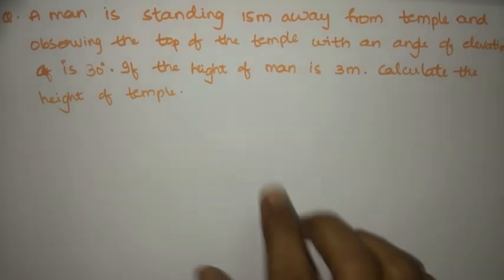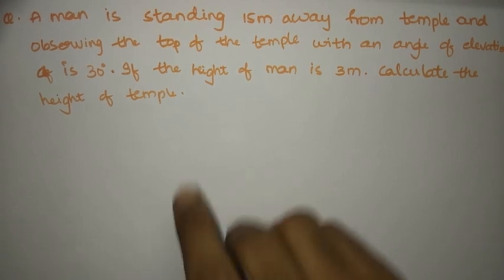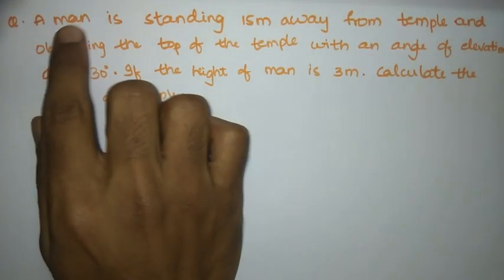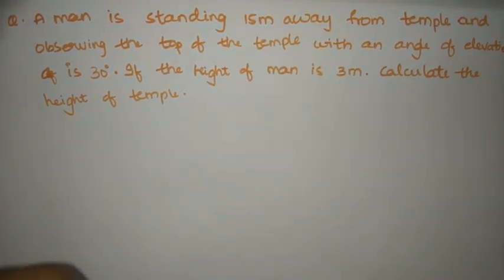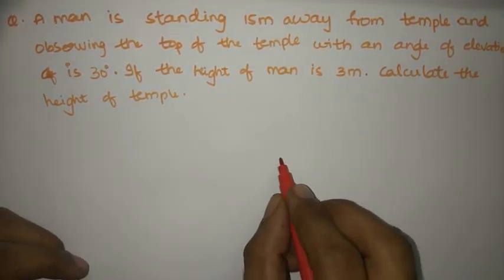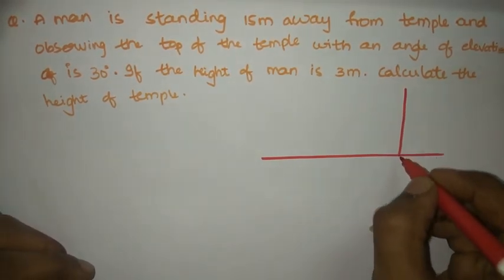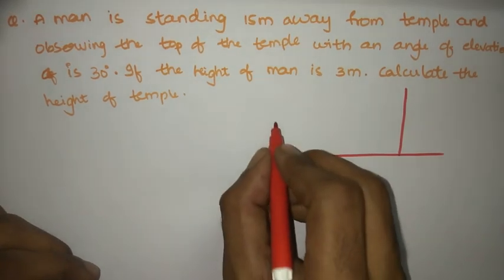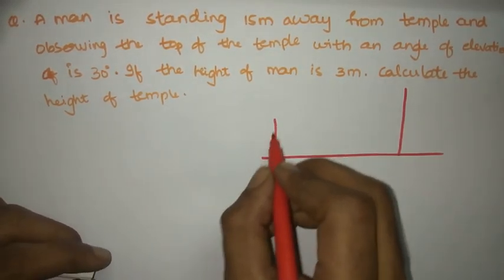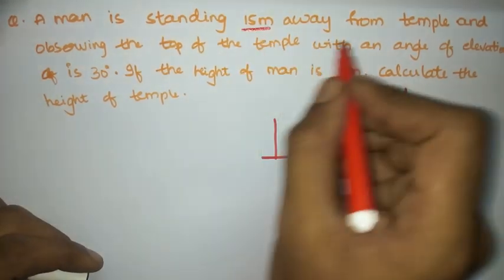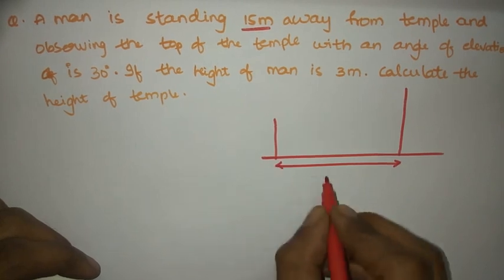So this is one more model type of question. Here, given that a man is standing 15 meters away from the temple, let me draw it. First I will draw that. So there is a temple here. I am considering this as temple and this as man. He is standing 15 meters away from the temple, so that means this distance is 15 meters.